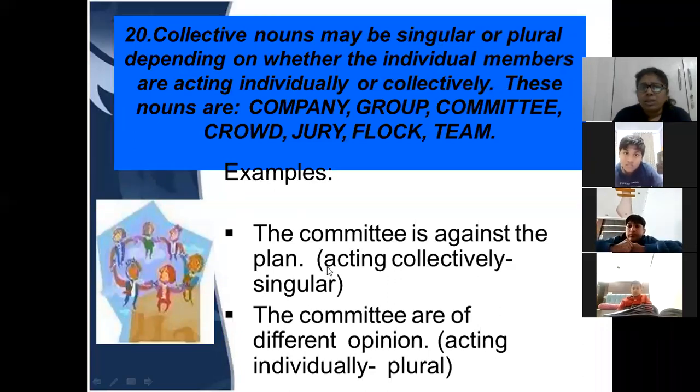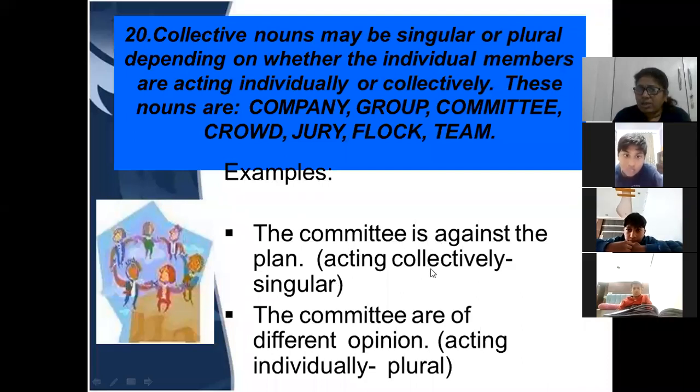Okay. Now see, these nouns are what? They are all collective nouns. Company, group, committee, jury, crowd, flock and team. Now the difference between the two is like the committee, a group of members. A committee is a group of members who take some decision for any issues. So the committee is against the plan.